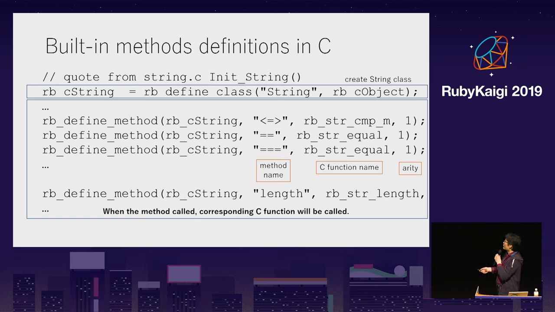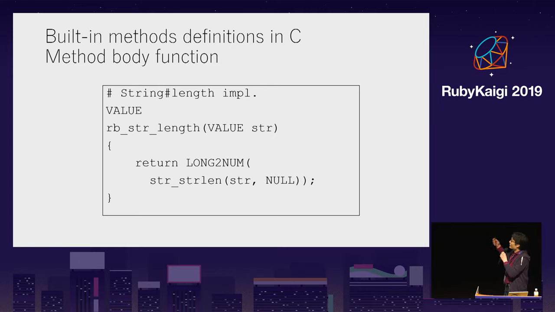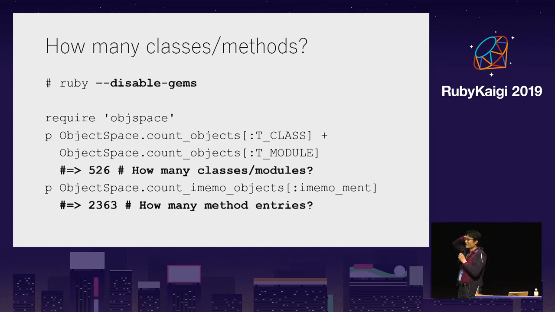And String length is also defined by this line, and the method body is here, rb_str_length. If the String length method is called, then this function is called each time. This page shows how many classes and methods are defined at startup time. Every time you invoke the Ruby binary, your Ruby process defines about 500 classes and about 2,000 methods at startup time.